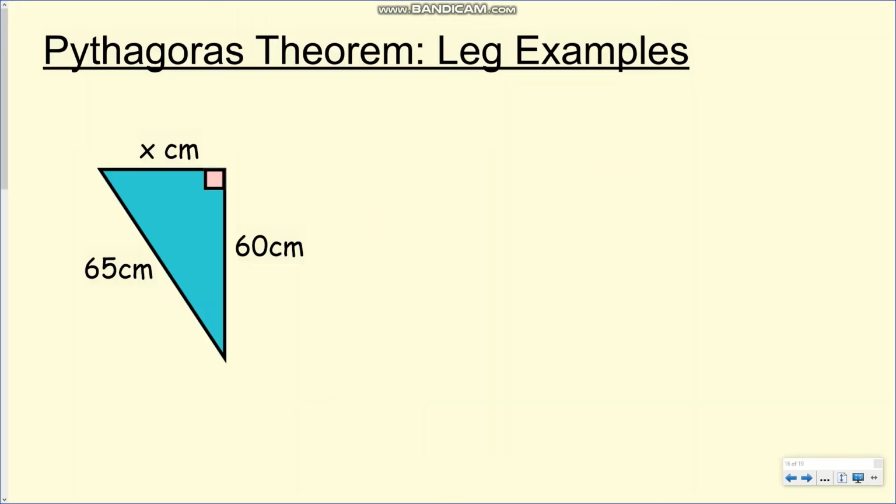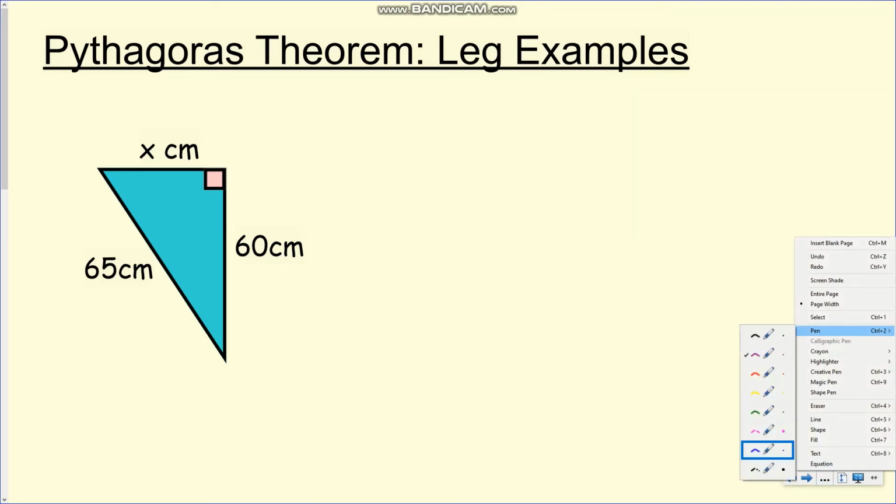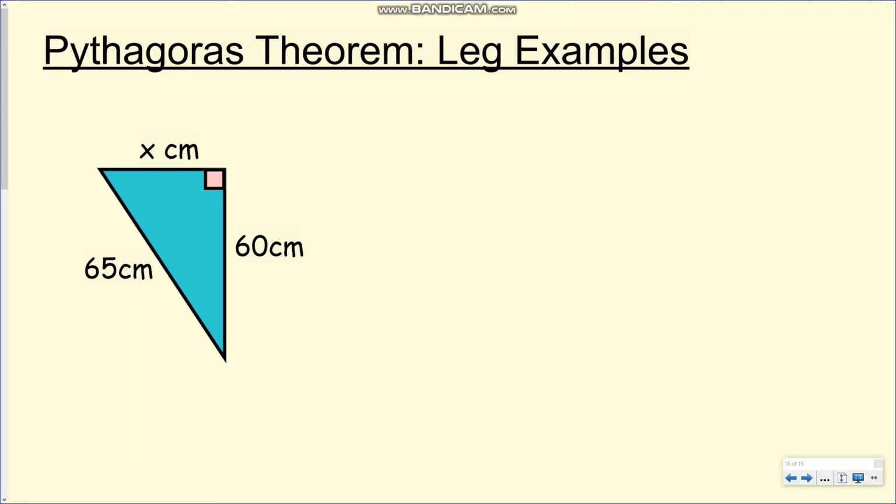Okay, so here we are with a few examples of finding smaller sides of a right angle triangle. The setup is very, very similar to finding the hypotenuse. Again, I'm going to write down my formula of A squared equals C squared minus B squared.